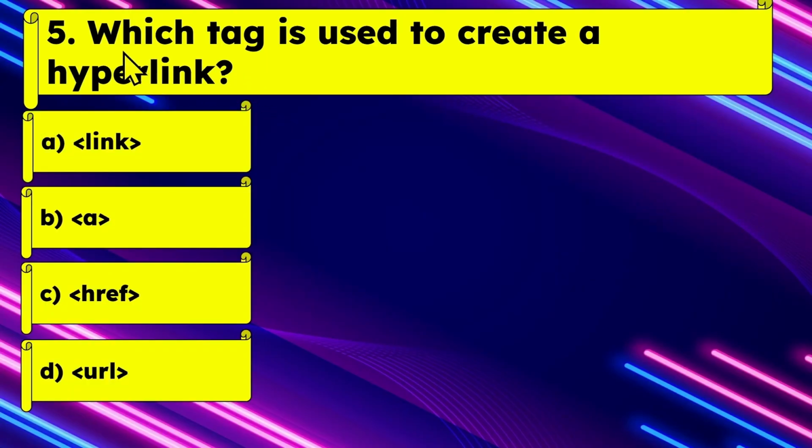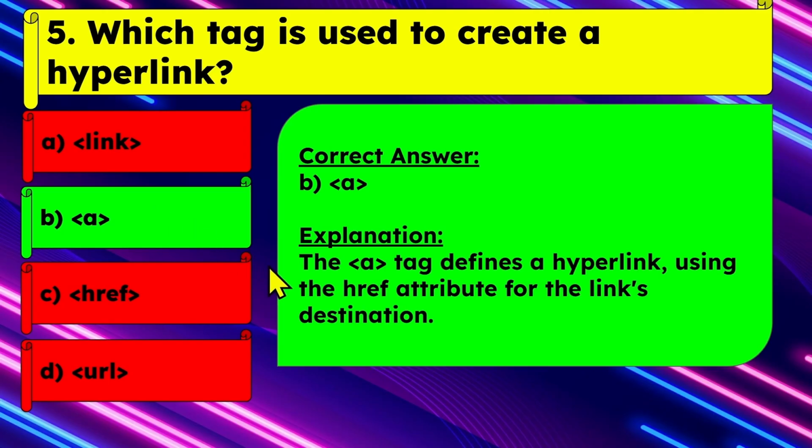Our next question is, which tag is used to create a hyperlink? Option A, link tag. Option B, A tag. Option C, href tag. Or option D, URL tag. So here the correct answer will be option B, A tag. As you can see, the A tag defines a hyperlink using the href attribute for the link's destination. So if you want to place any link, then you can use this A tag.